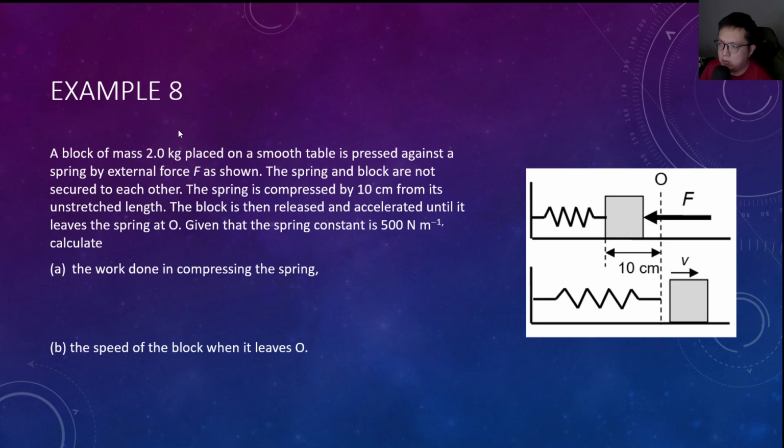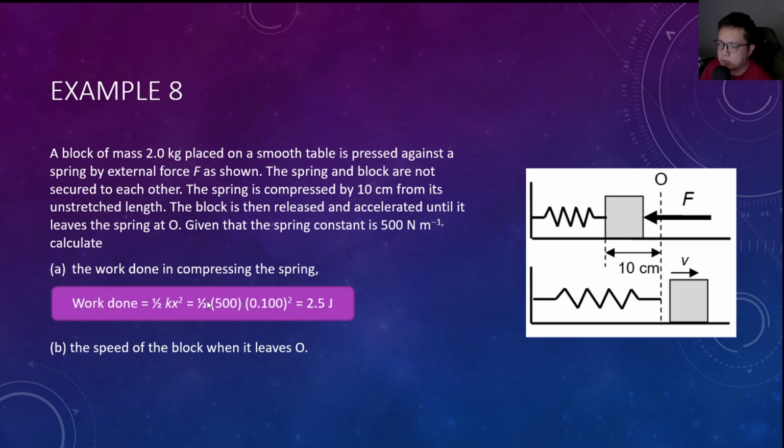Alright, so we know the spring constant, we know the compression, so we can just do it very quickly. Half kx squared. So half times 500 times 0.100 squared, 2.5 joules. So right now the spring has stored 2.5 joules of energy. When you release this energy, it is converted to kinetic energy of the block.